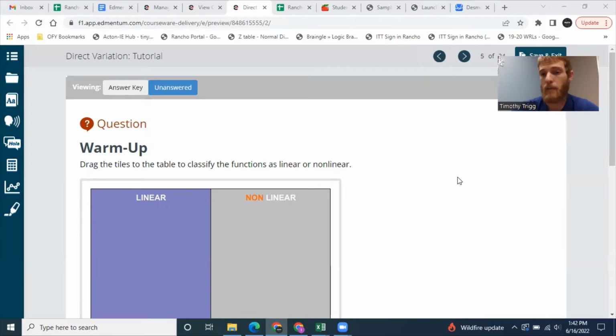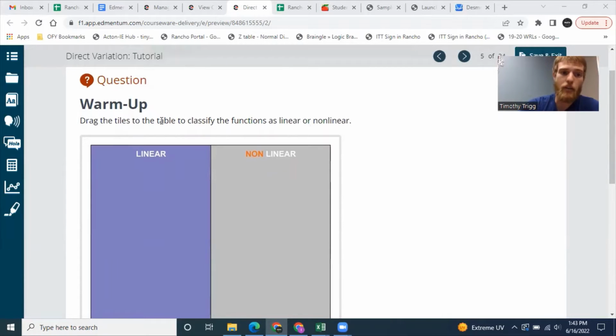Now, if you remember from previous lessons about graphing lines, if you understood those lessons and understand how to graph lines well, then you're going to do very well on this concept, because basically any direct variation relationship forms a line. And so let's do a little bit of warm up: drag the tiles to the table to classify the functions as linear or nonlinear. So which of these would form a line, which of these would not form a line?